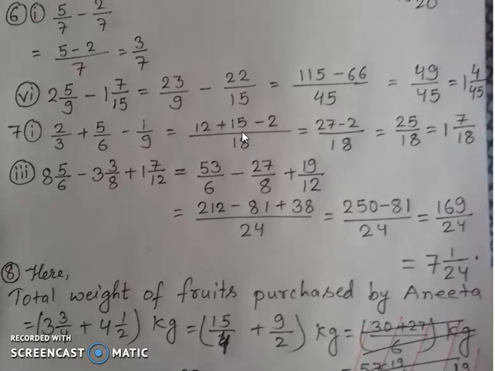I had taken the LCM of 3, 6 and 9, that is 18. When we divide 18 by 3, how much do we get? 6. So 6 times 2 is 12. In the same way, when we divide 18 by 6, we get 3. 3 into 5 is 15. In the same way, when we divide 18 by 9, we get 2. 2 into 1 is 2, and in the middle there is a minus, so minus.